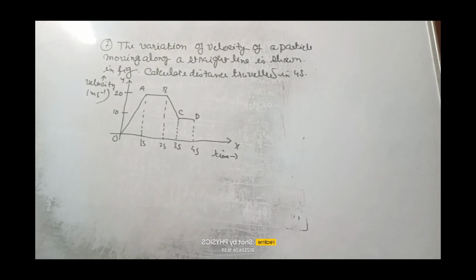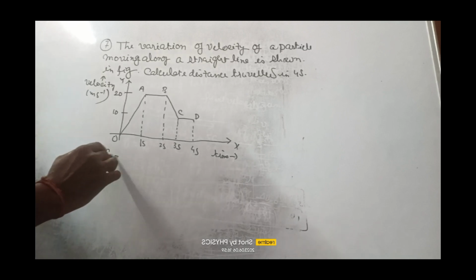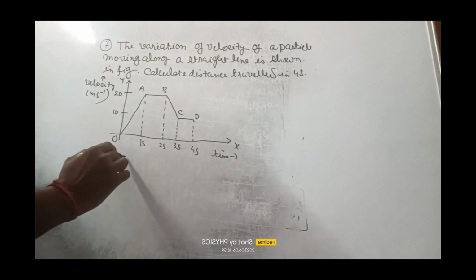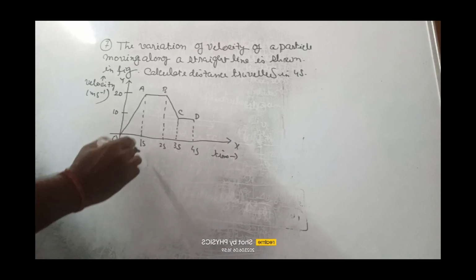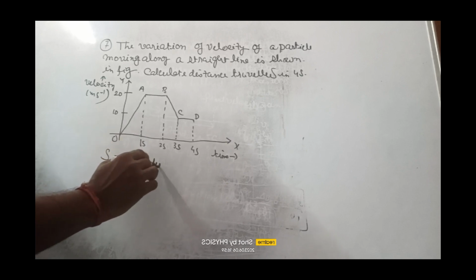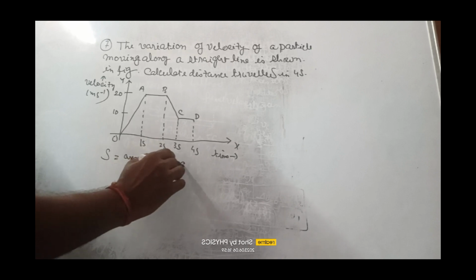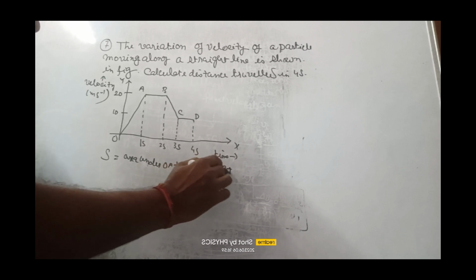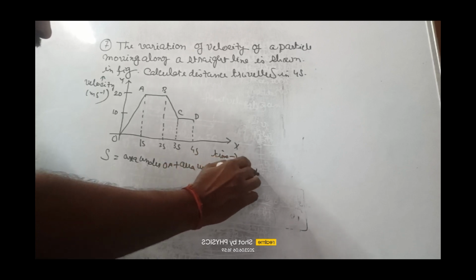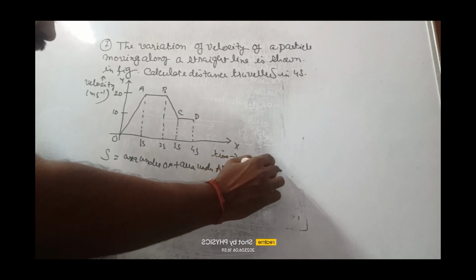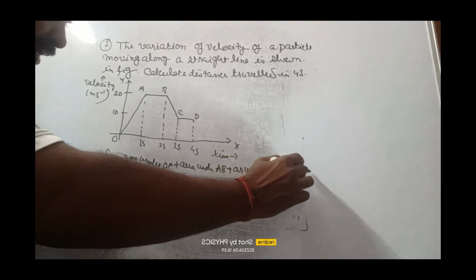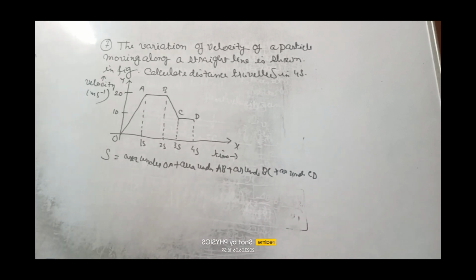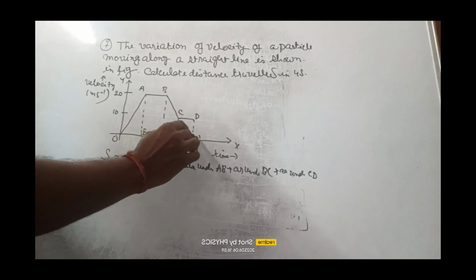So the distance covered is equal to, we can write, area under OA plus area under AB plus area under BC plus area under CD. Now mark this: CD, E, F, G and H.